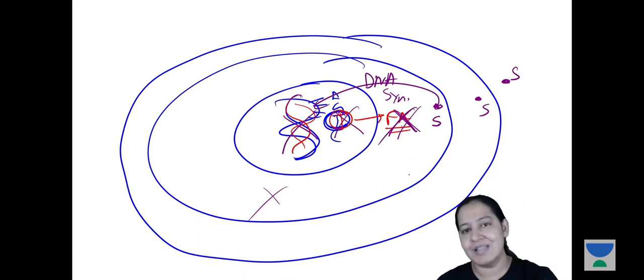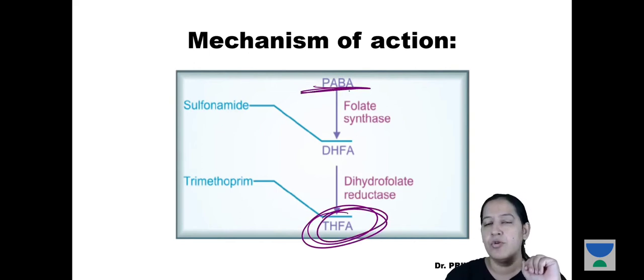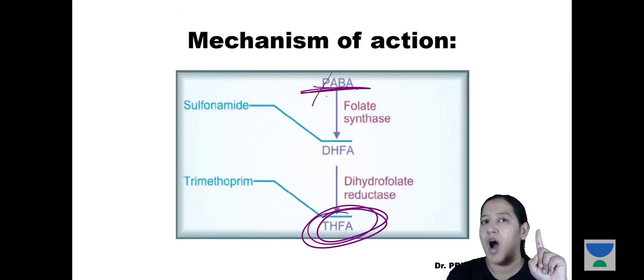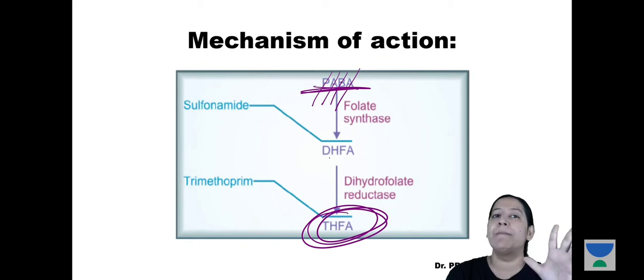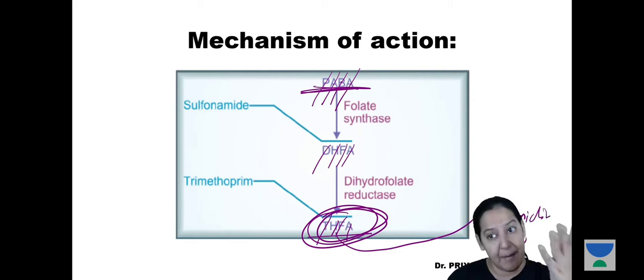Folic acid synthesis requires 2 steps. Folic acid is synthesized from PABA. You know the full form of PABA. What is PABA? PABA is para-amino-benzoic acid. PABA से बनता है डाई हाइड्रोफोलिक एसिड DHFA, और डाई हाइड्रोफोलिक एसिड से बनता है टेट्राहाइड्रोफोलिक एसिड THFA. This tetrahydrofolic acid is required for thymidine synthesis, and thymidine is required for DNA.